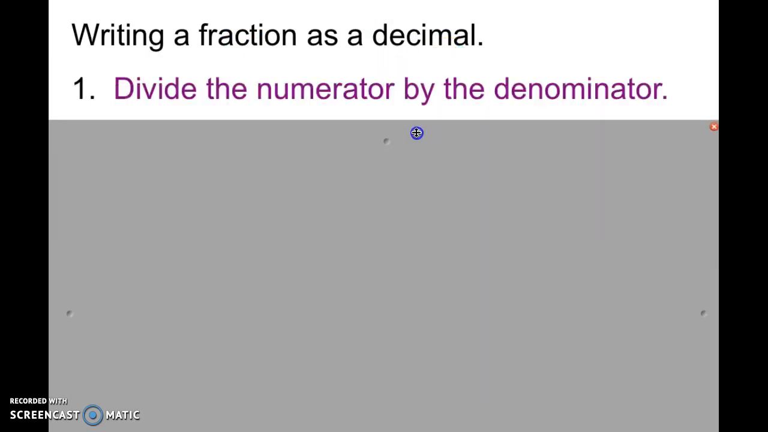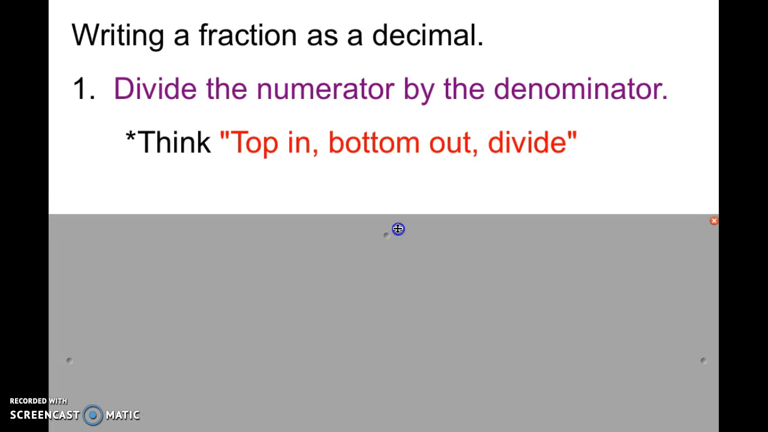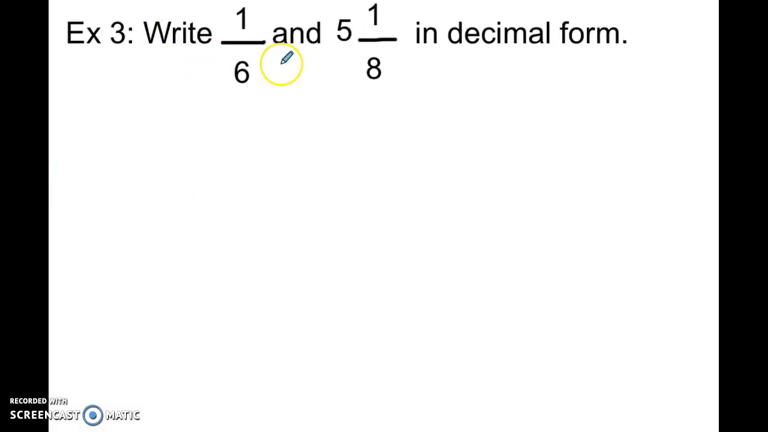Our next step we're going to look at is writing a fraction as a decimal. For this, there's really just one step. You're going to divide the numerator by the denominator. An easier way to think of it is top in, bottom out, divide. For example 3, we're writing 1/6 and 5 and 1/8 in decimal form.